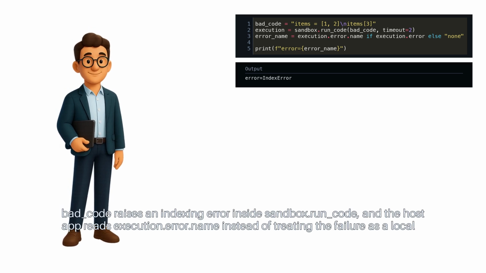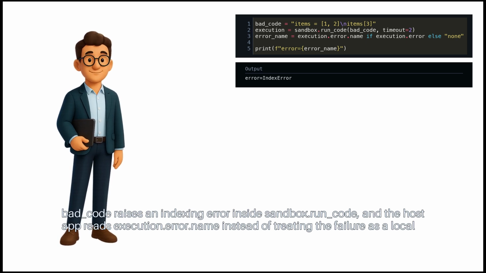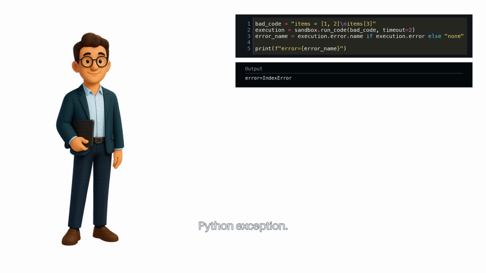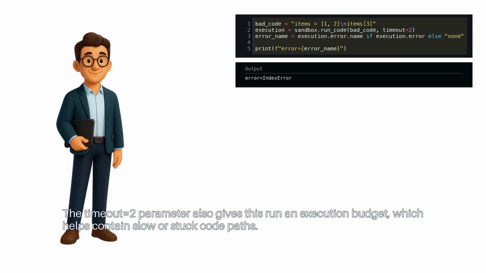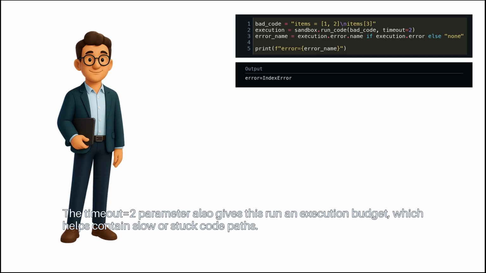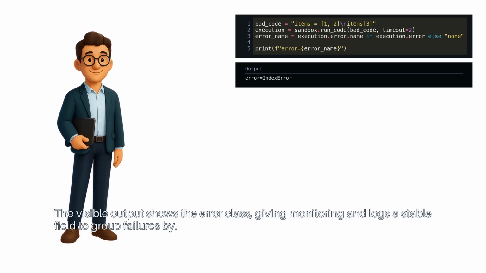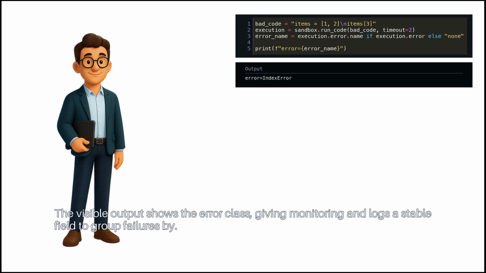Bad code raises an indexing error inside sandbox.run_code, and the host app reads execution.error.name instead of treating the failure as a local Python exception. The timeout parameter also gives this run an execution budget, which helps contain slow or stuck code paths. The visible output shows the error class, giving monitoring and logs a stable field to group failures by.